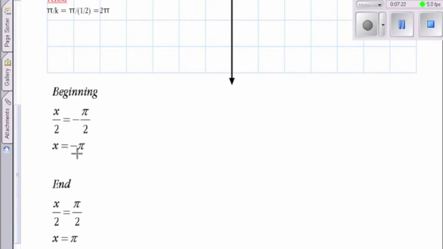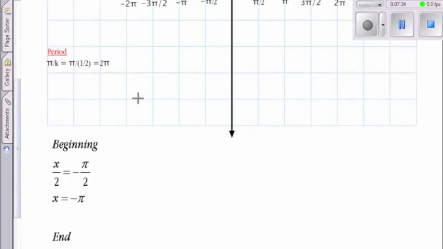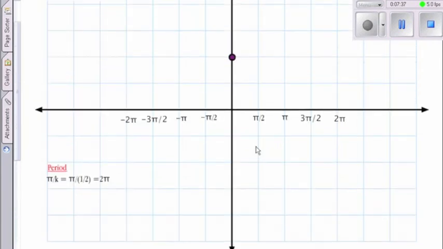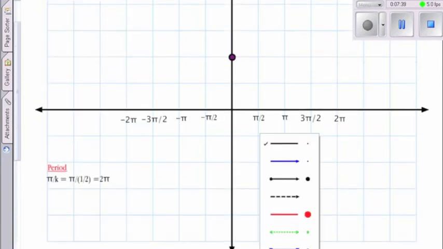Now we look at it. Our beginning is x equals negative pi. Our endpoint is x equals positive pi. And that makes sense. I look back at my period. Is the distance from negative pi to positive pi 2 pi? Yes, it is. So let's go back in and draw our asymptotes.